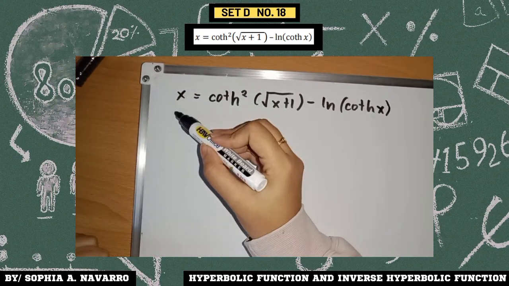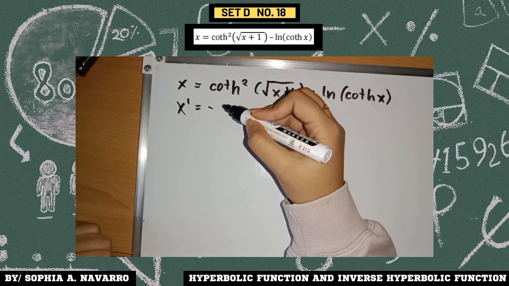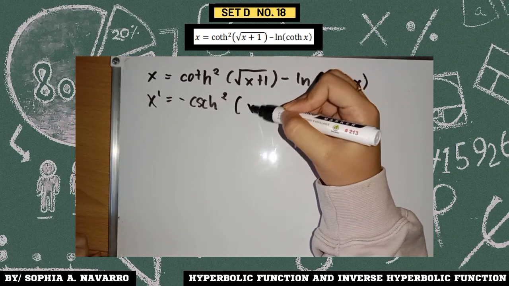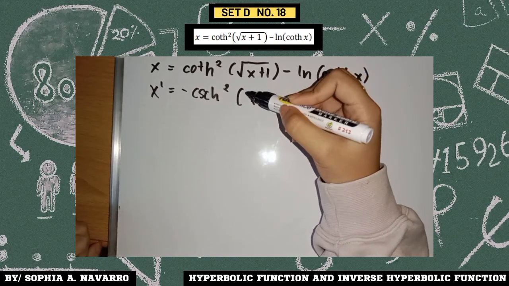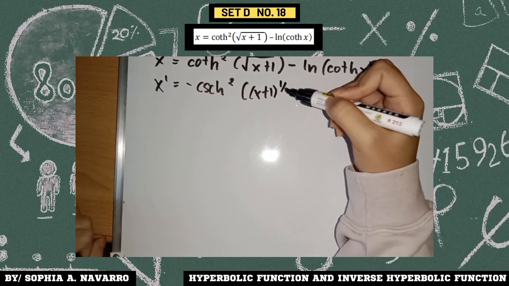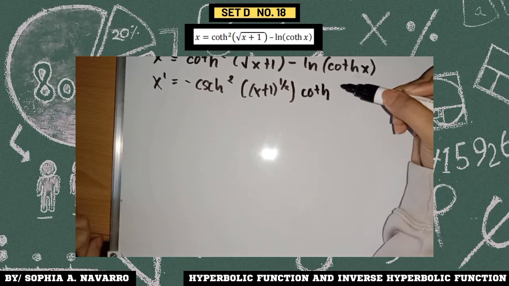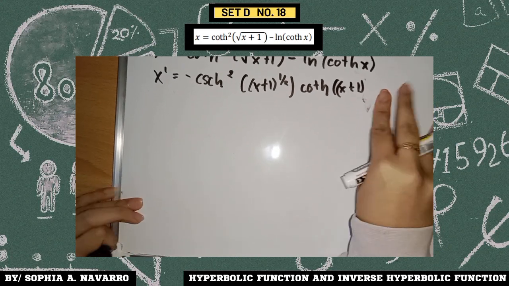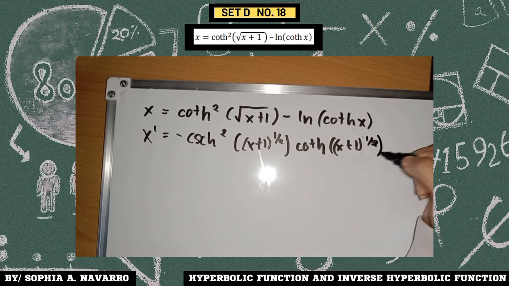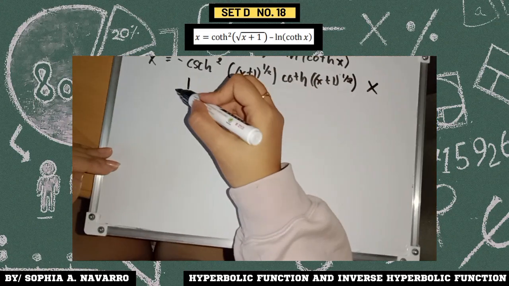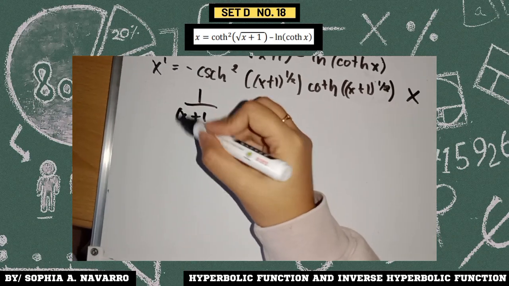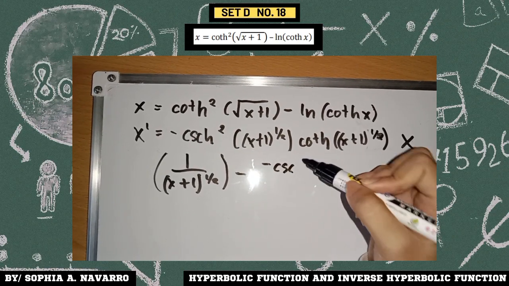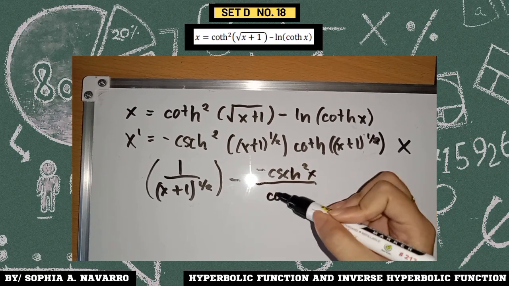Now let's solve this given. X prime is equal to negative csch squared of x plus 1 to the power of 1/2, times coth of x plus 1 to the power of 1/2, times 1 over x plus 1 to the power of 1/2, minus negative csch squared x over coth x.